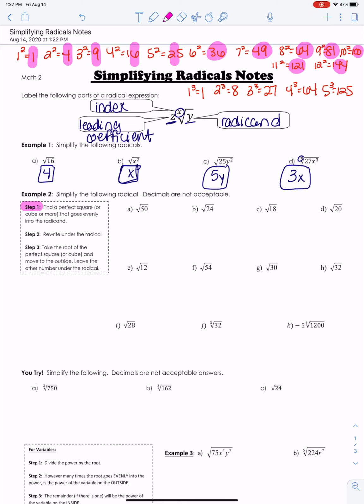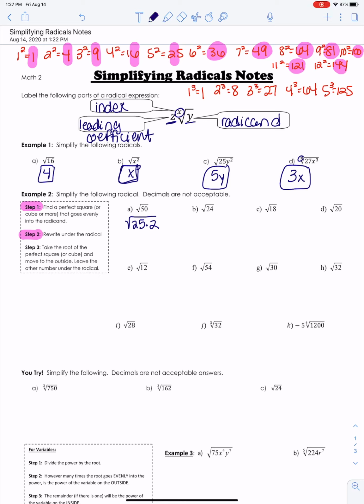Okay, so let's do that for A. So 50 itself is not a perfect square. But if we look at our list up top, the perfect square list, you want to find the biggest number that goes into 50 that I've got highlighted. So out of all those numbers that are highlighted, 25 goes into 50. So I'm going to rewrite it as 25 times 2, which is step 2. Step 2 is rewrite under the radical. I figured out 25 goes into 50. Well, 25 times what gives me 50? And that's 2. So I'm going to rewrite it just like that.